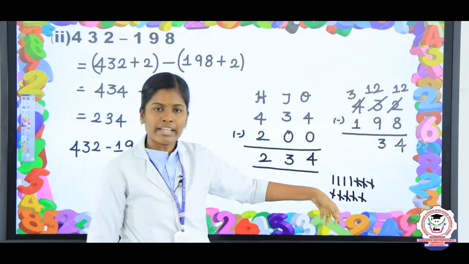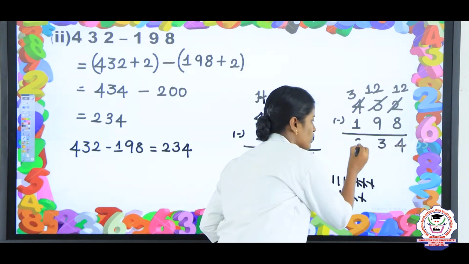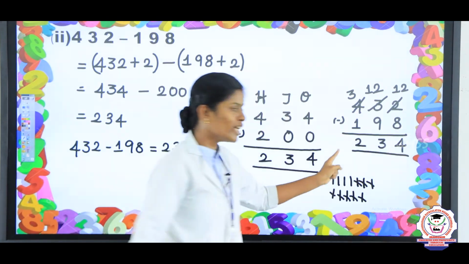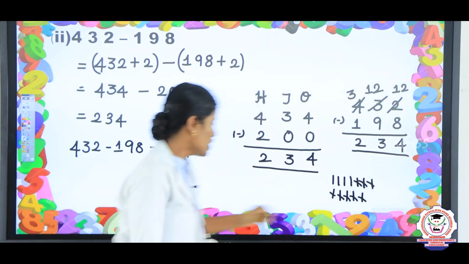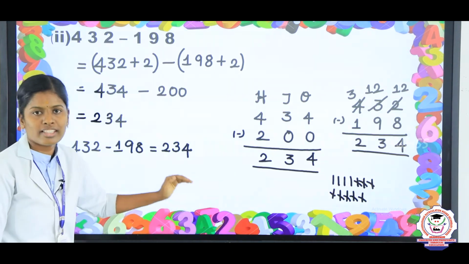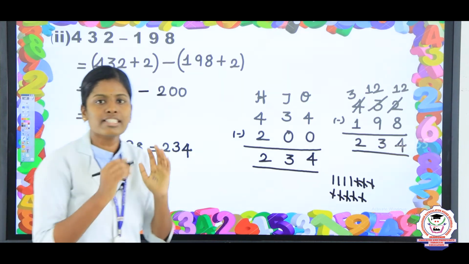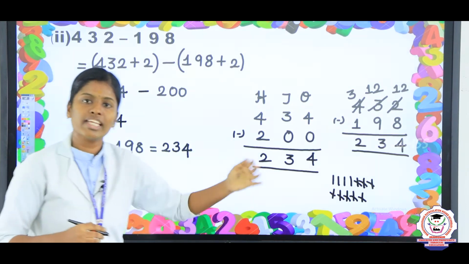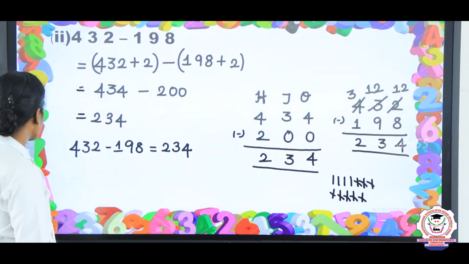Next take 3 minus 1. 3 minus 1, the answer is 2. Now listen children, here we got 234, and here too we have 234. So our subtraction is correct. Okay, next we will see another example. Listen here.